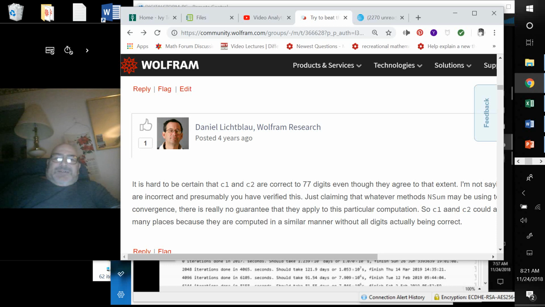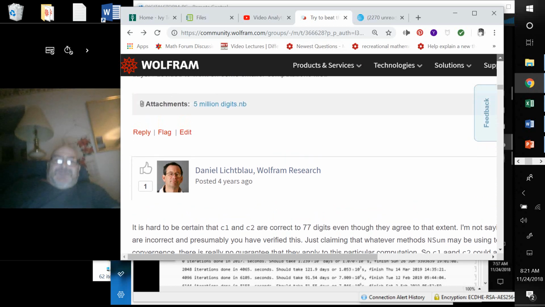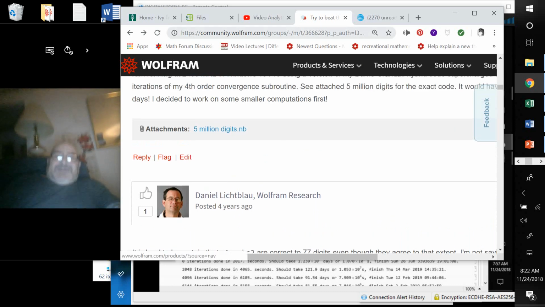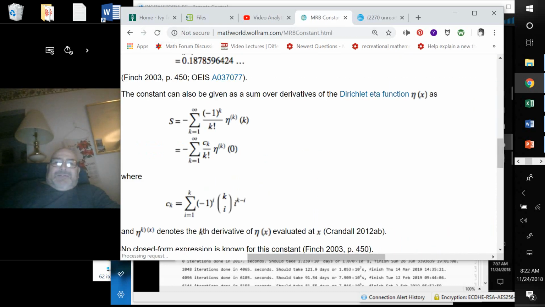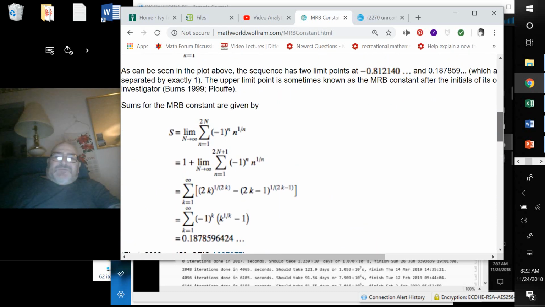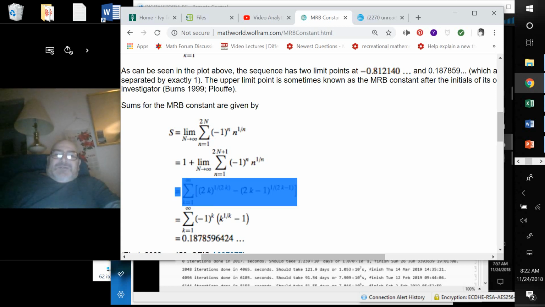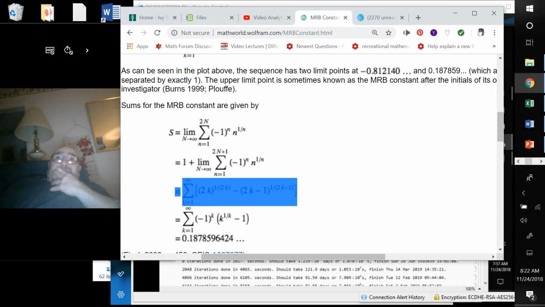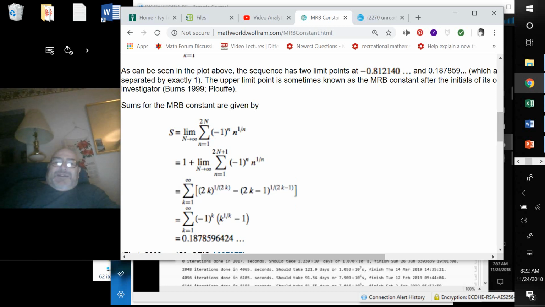And he's there. I talked about in that missing message summing the MRB constant through odd and even partial sums. Let's see here. This is back to the MathWorld website, and see the formula I have highlighted.